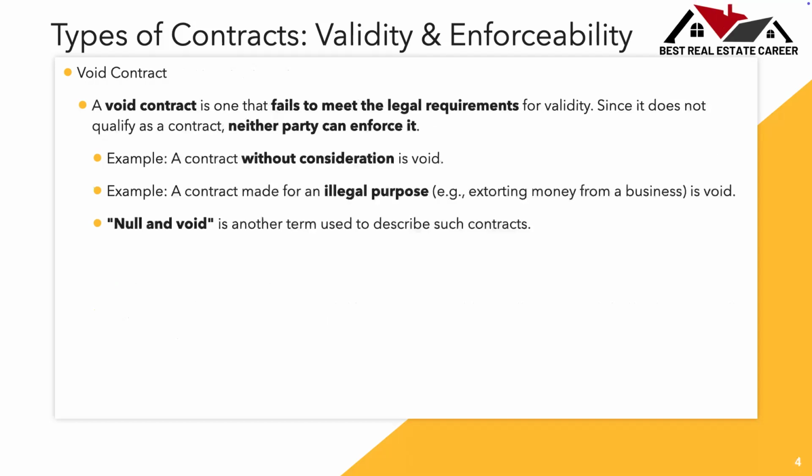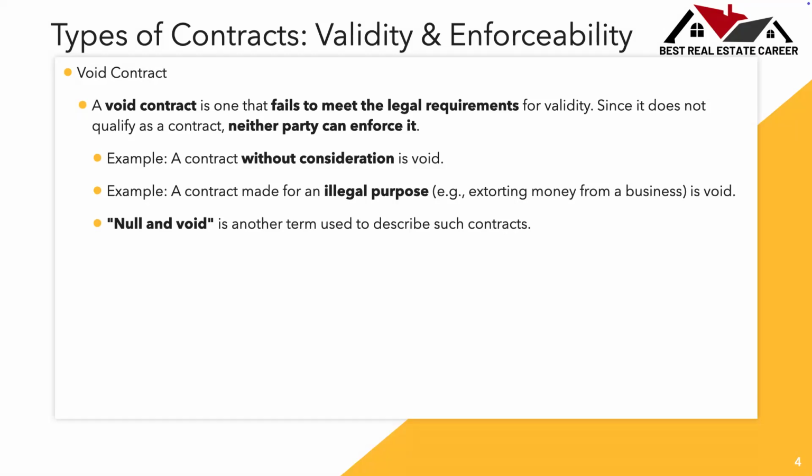But it brings us to this thing called a void contract. All right. So we talked about valid, we talked about valid yet unenforceable. Well, let's talk about void. A void contract fails to actually meet one of the legal requirements for the validity of a contract. And since one of the legal components is missing, which makes it void, it doesn't qualify as a contract. You never had a contract in place to begin with, since you missed one of the legal components that makes a contract valid.